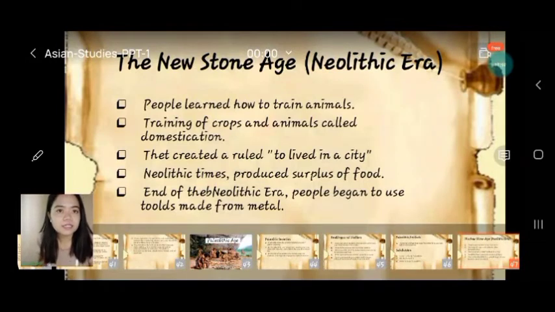So the next is, they created a rule. This rule is named living in a city. So sinasabi dito na during the Neolithic era, ang mga tao daw ay kinakailangan nila ng kooperasyon. They most likely created rules to live by to get along with each other. So yung mga tao dito nagtutulungan upang maisalba ang kanilang buhay sa pang-araw-araw.